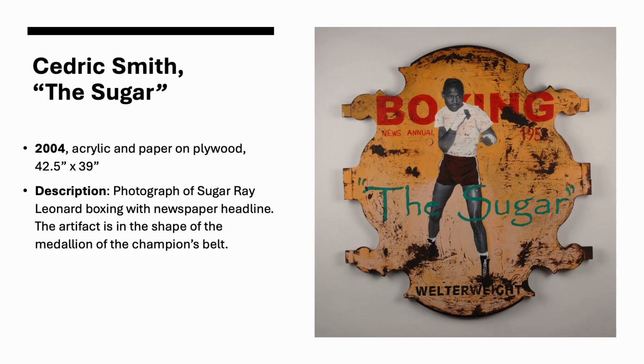Third, Cedric Smith's The Sugar from 2004, which is acrylic and paper on plywood. The description reads, photograph of Sugar Ray Leonard, boxing with newspaper headline. The artifact is in the shape of a medallion of the champion's belt. Again, I will give you a few moments to examine this work closely.